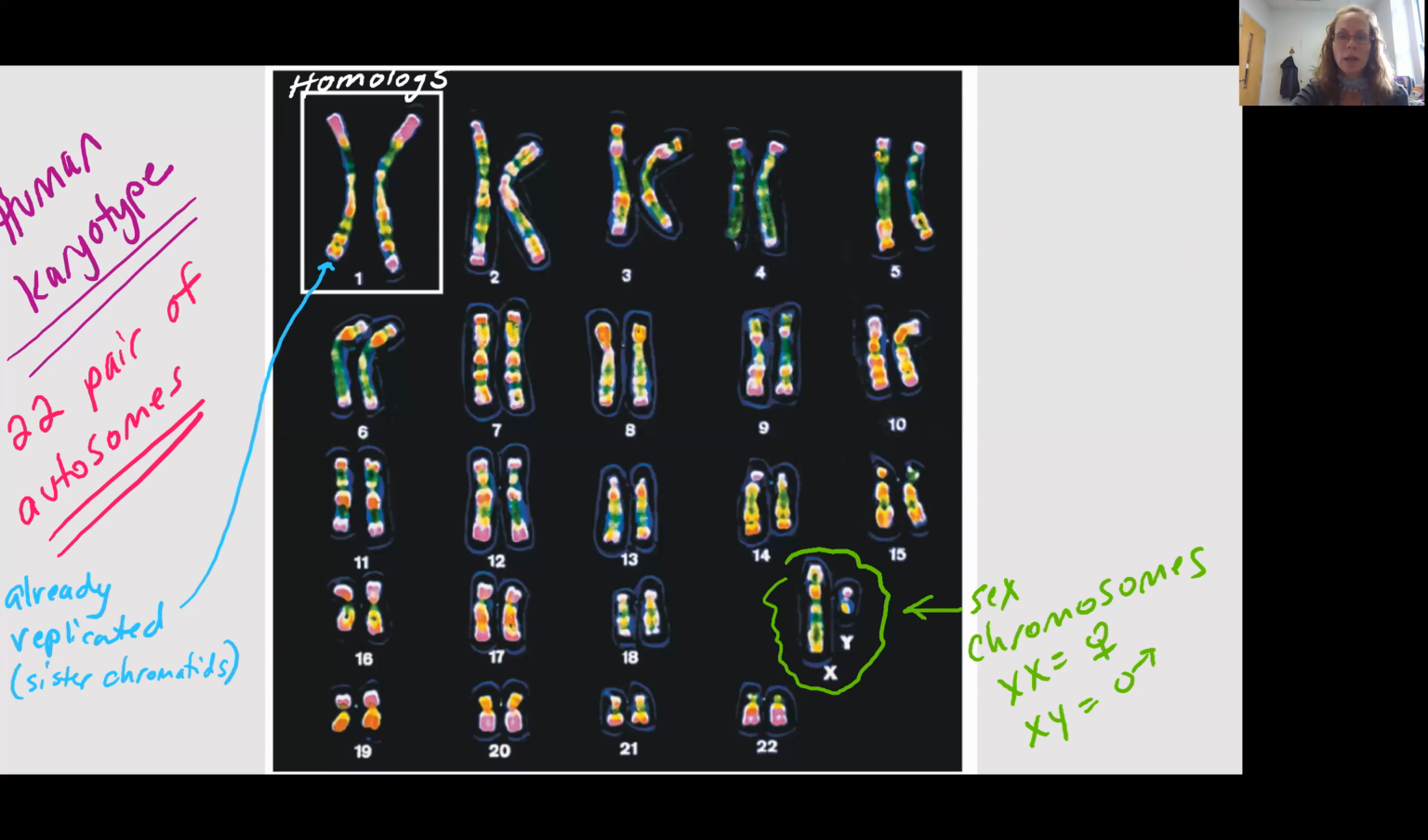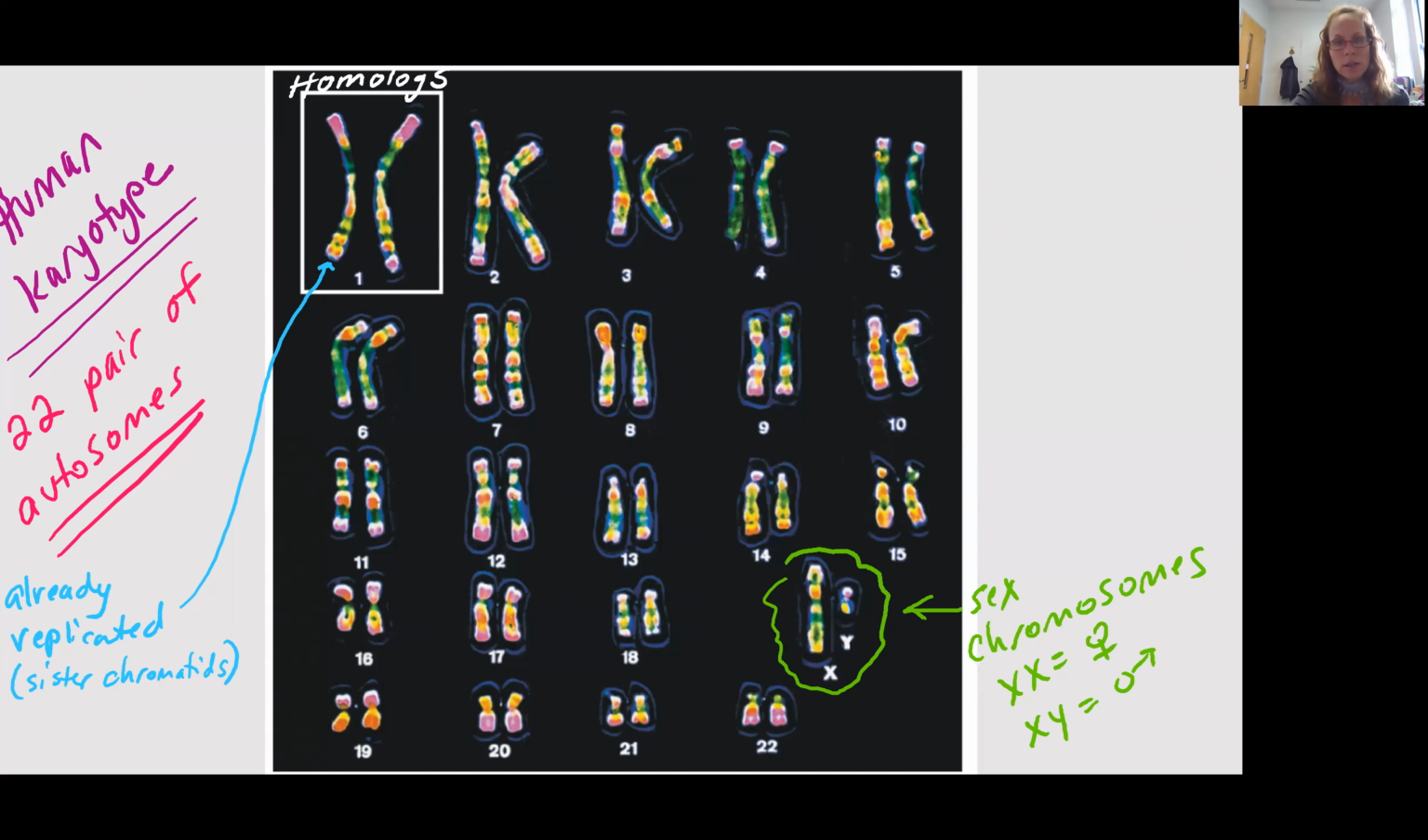When you look at a human karyotype, or karyotype for any organism really, what you're doing is taking a cell that's in the midst of cell division. So you've already replicated your chromosomes. We're seeing our homologs paired up based on their length and their centromere location and their staining pattern. So here we're seeing it's a human karyotype, so we have 23 pair of chromosomes. And even though it's kind of hard to see, they've already replicated. Their sister chromatids are available there.